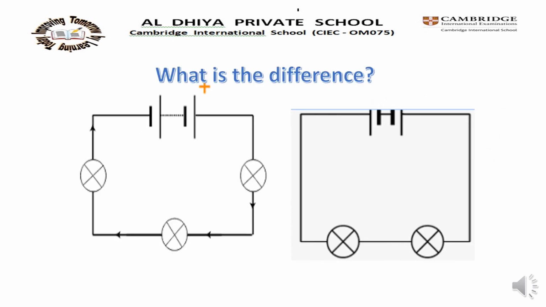One question for you. What is the difference between these two diagrams? In the first diagram, the positive terminal is connected to the negative terminal, and in the second picture, the negative terminal is connected to a negative terminal. So what is the difference here? In the second picture, the cells are wrongly connected because the negative terminals are connected, so the lamp will not light.